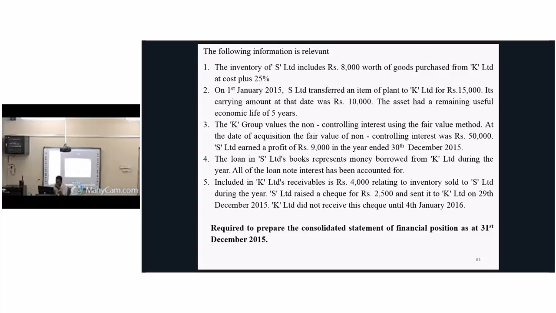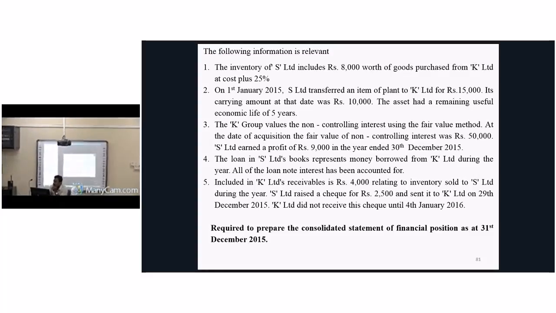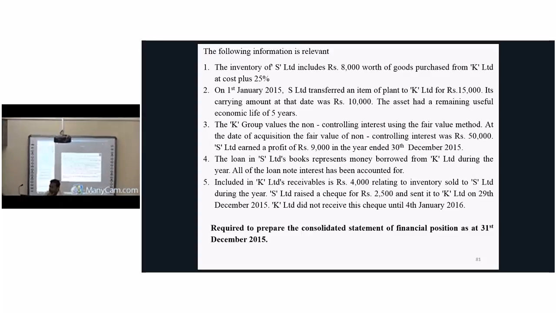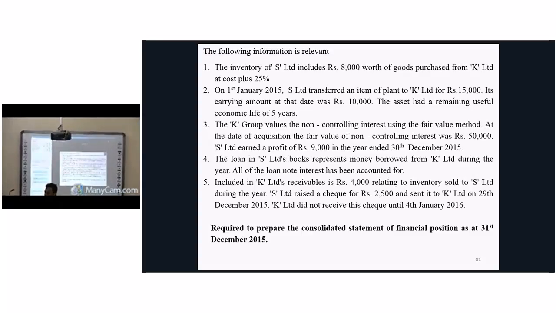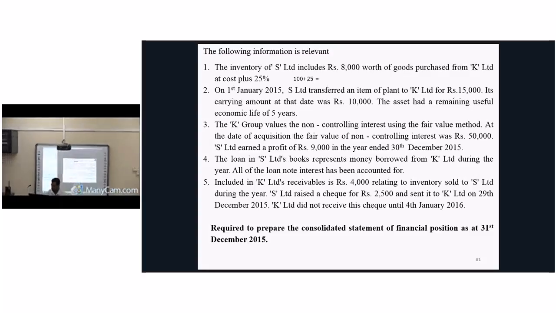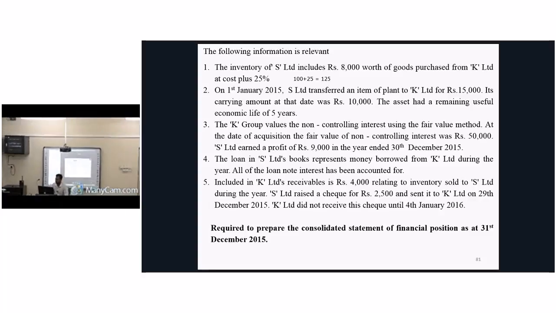Now look, first adjustment. The inventory of subsidiary includes 8,000 worth of goods purchased from K Limited at cost plus 25%. Now cost plus means if cost is 100, profit will be 25, accordingly the selling price will be 125. This includes 8,000 worth of goods, means here look carefully.